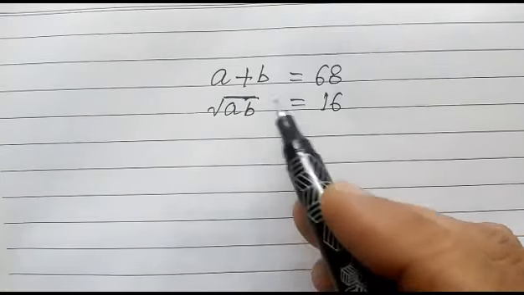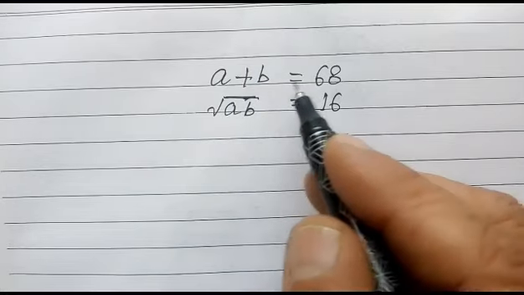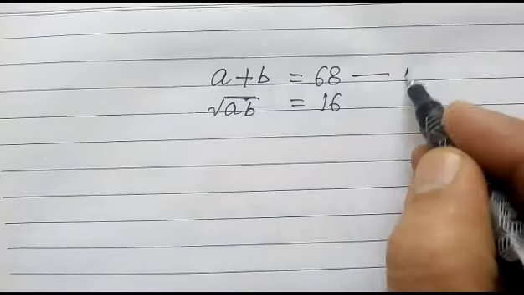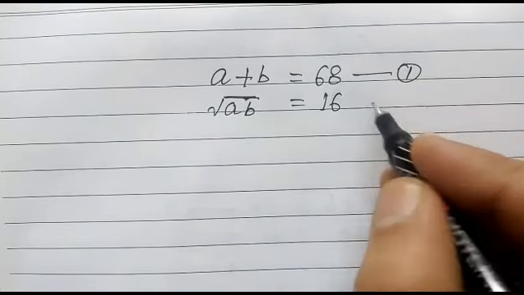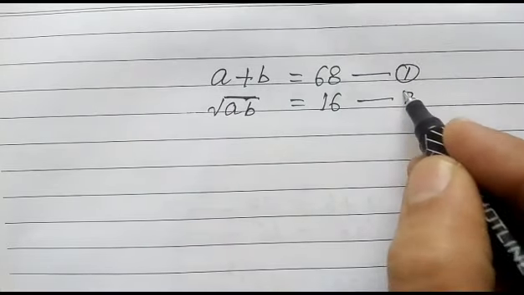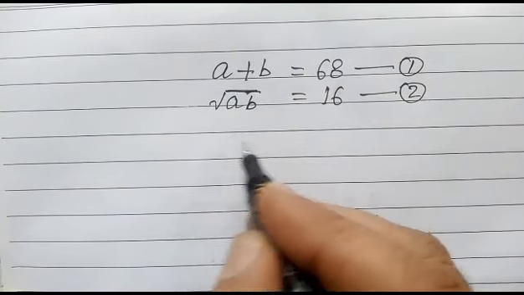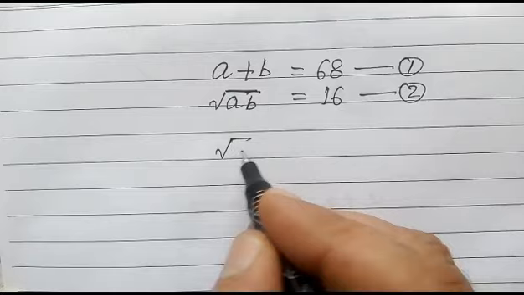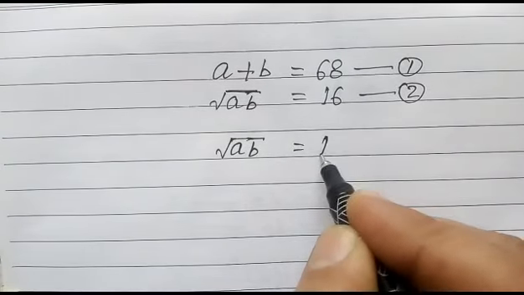Hi friends, today we have two nice equations: a plus b is equal to 68, equation number first, and square root of ab is equal to 16, equation number second, right? So let's start. First we will take equation second as square root of ab is equal to 16, right?